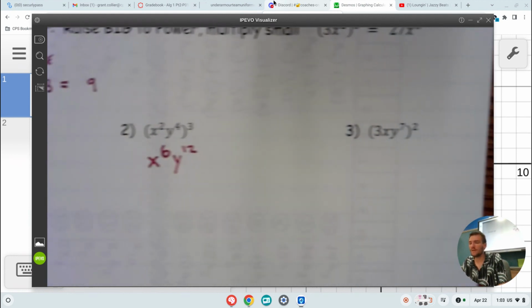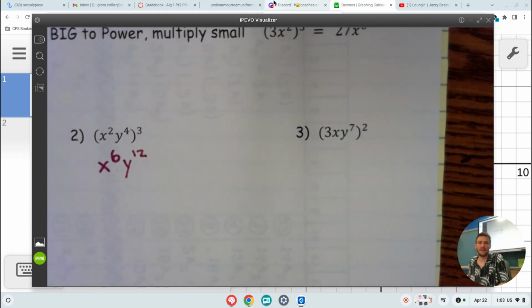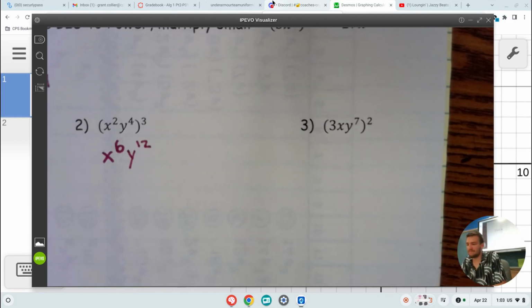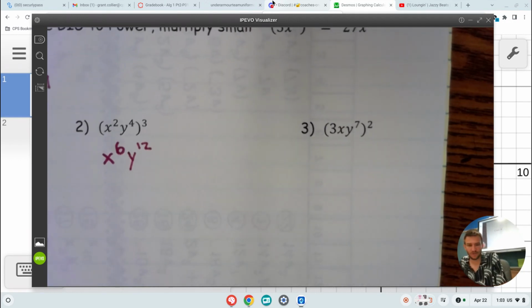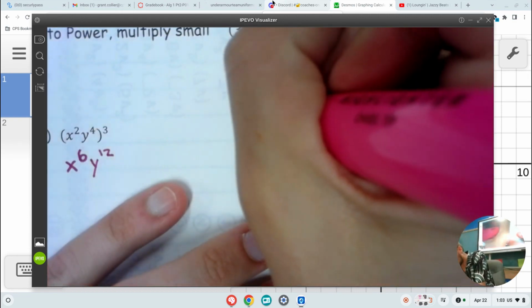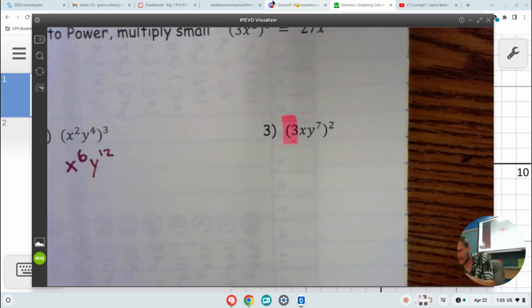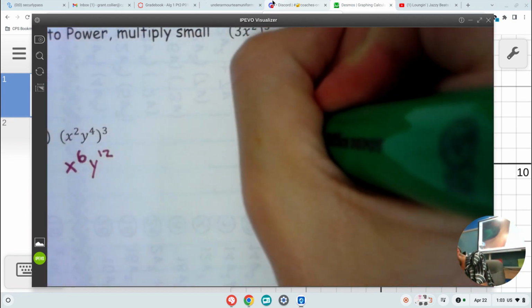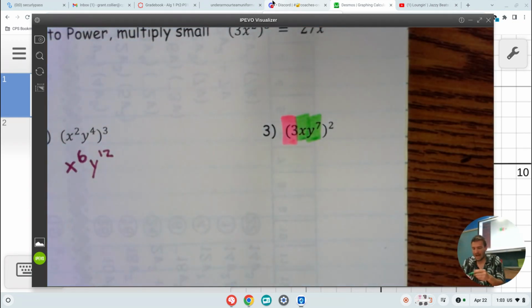Now, number 3 is really the question. The first 2 are so easy, it's kind of a joke. Here's the difference with number 3, okay? Let me grab some highlighters real quick. Number 3 has a 3 in front of it, and then it has letters after that. And like we talked about before, numbers and letters behave differently.